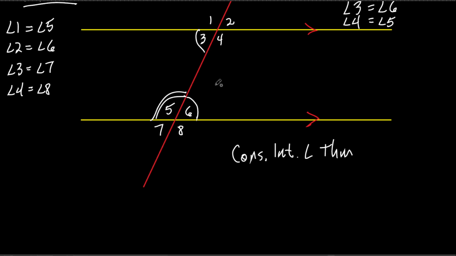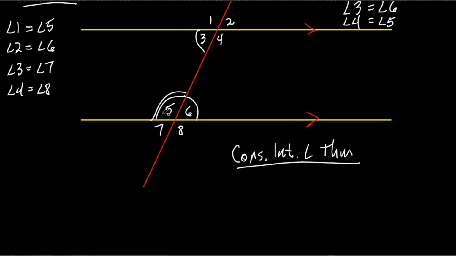Not in this situation. What if that transversal was perfectly straight up and down, though? Then they'd both be 90, and then they would be equal to each other, right? But what do you think might be true about angle 3 and 5, though? Let's kind of come up with our consecutive interior angle theorem on our own. Because 3 and 6 are equal to each other, correct? Do you agree? What's true about 5 and 6?